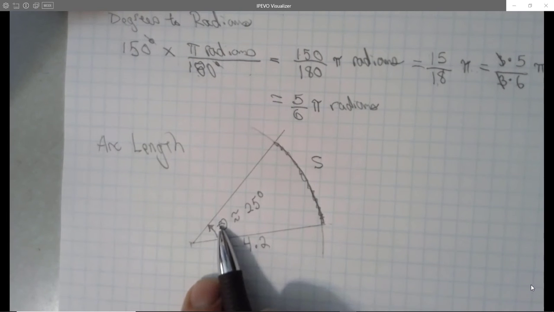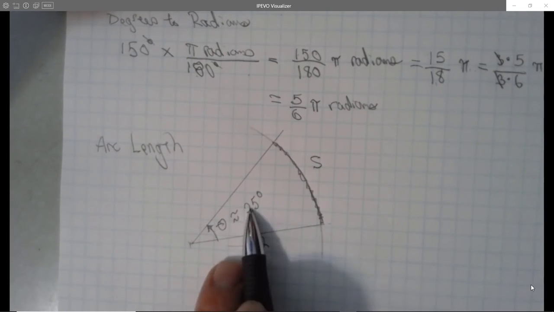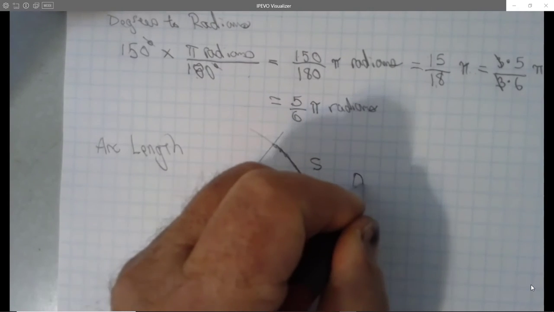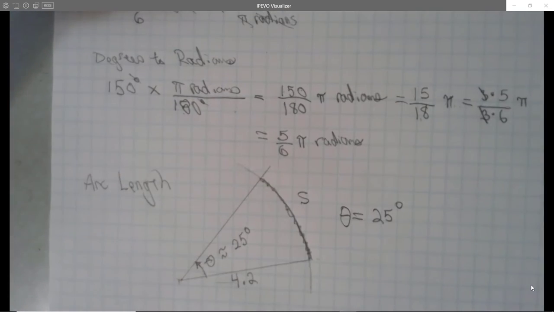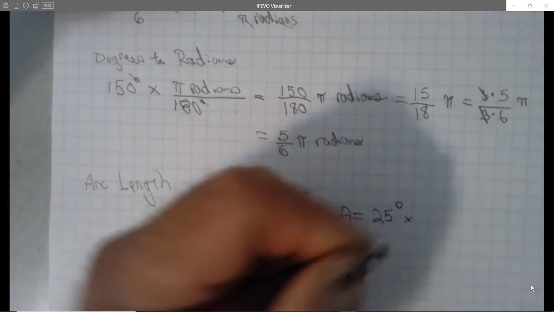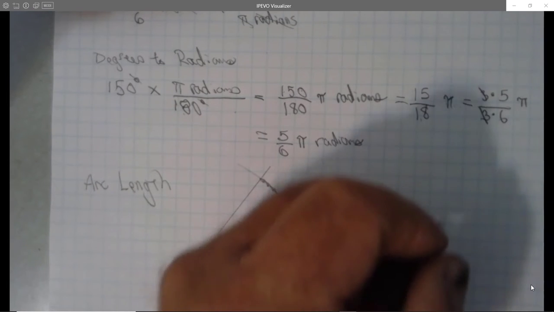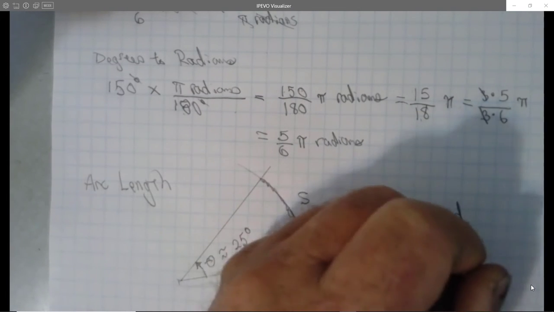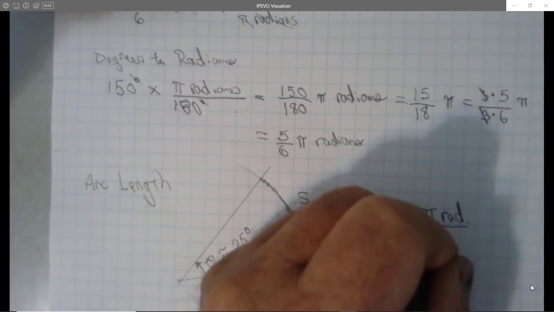Now, if that angle had already been expressed in radians, all we'd have to do is take this times that and we'd be done. But it's not. The angle right now is expressed as 25 degrees, and so we need to convert that to radians before we can do the multiplication for finding the arc length. So we've got 25 degrees. We're going to multiply that by pi radians and divide that by 180 degrees.